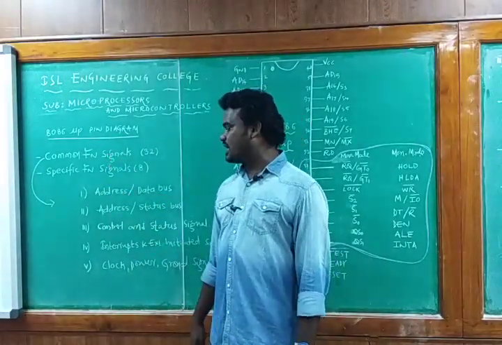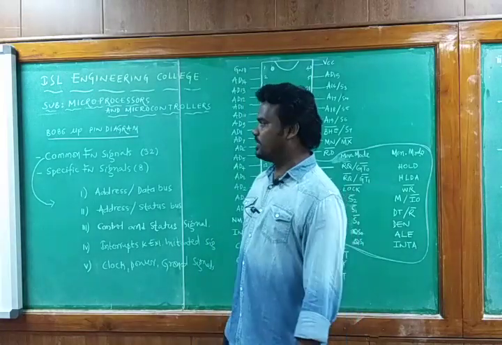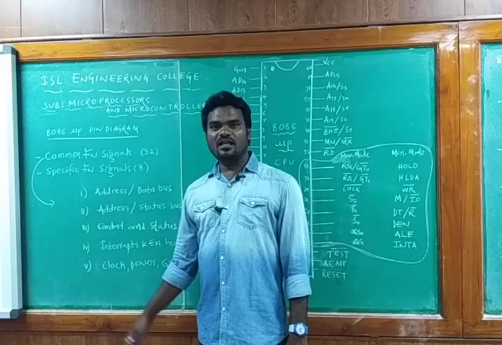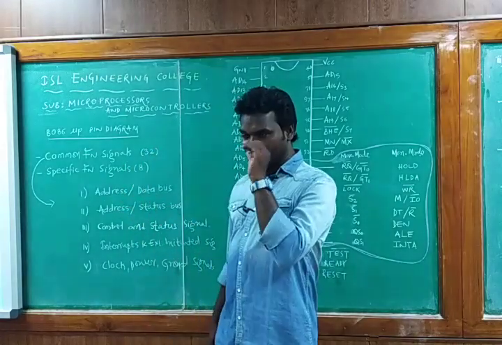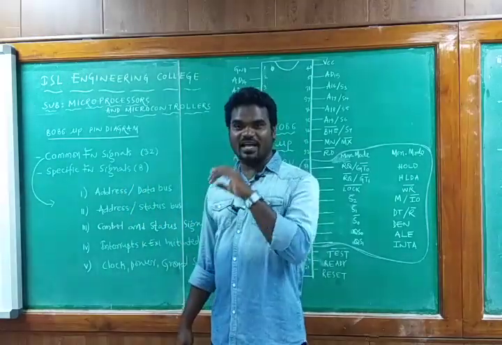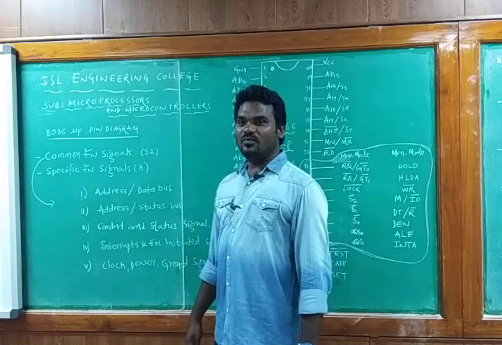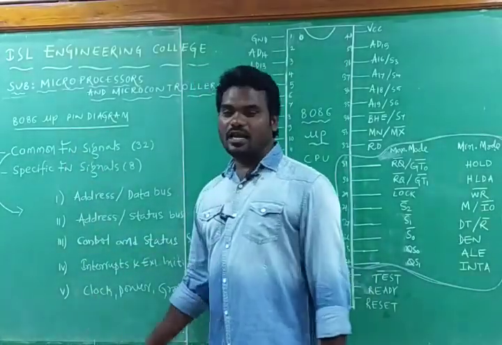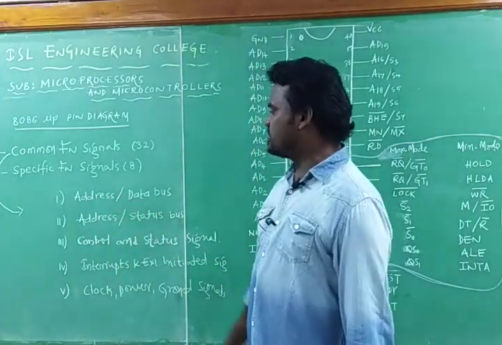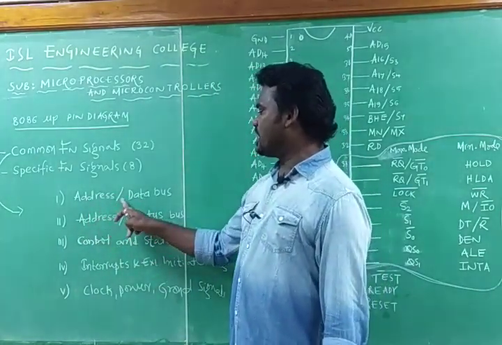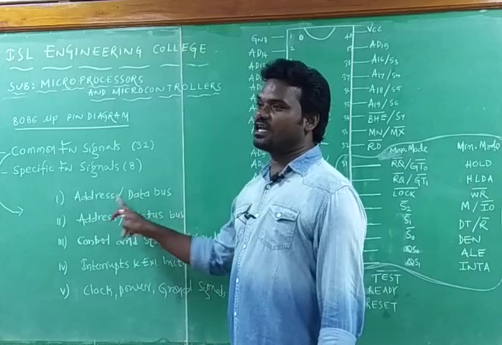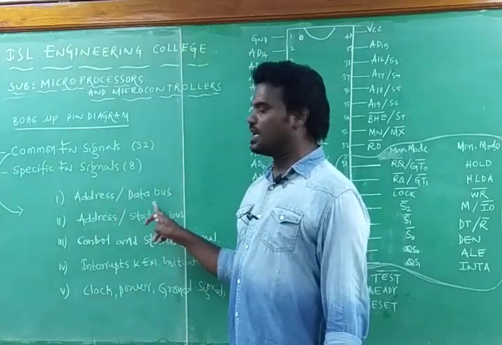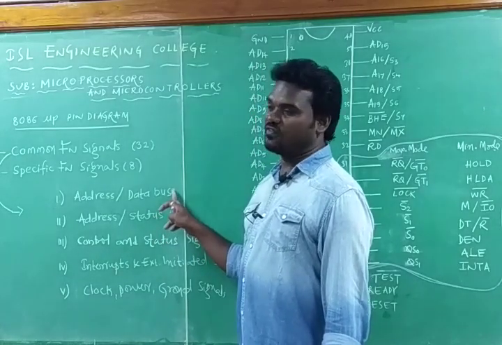In the last class, we discussed some of the pins, the common function signals, which are classified into 5 types. First one is the address or data bus. These are bidirectional buses, which means they can be input signals or output signals for the processor.